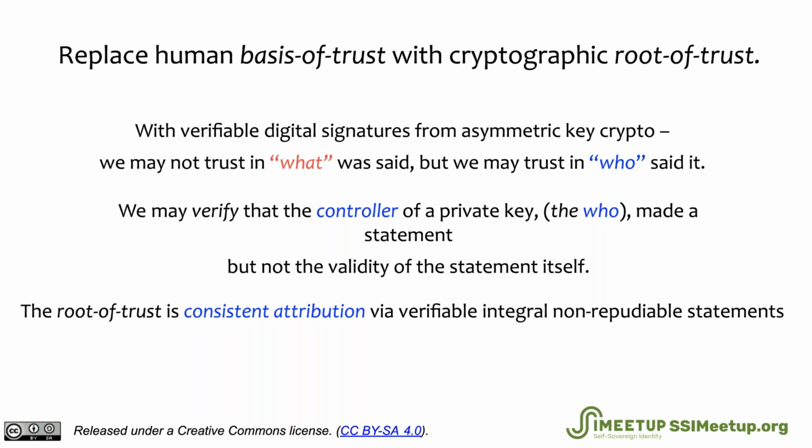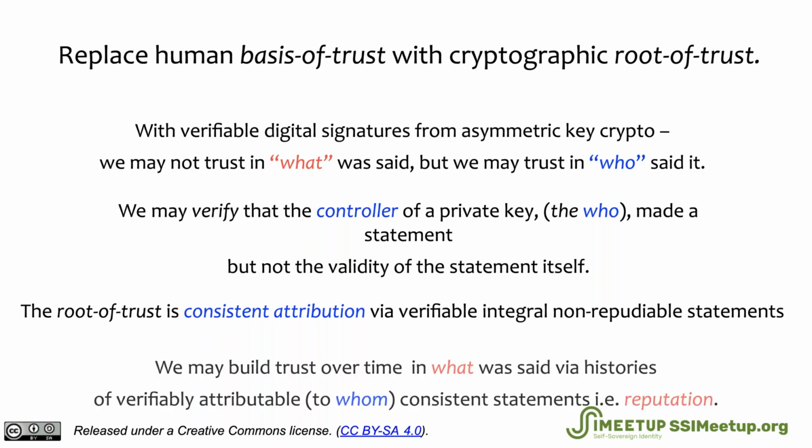We don't have anything better than that. That's all crypto gives us. But if we are able to maintain that consistent attribution over time via histories of these statements, then we can build trust in a reputation about what was said. People often confuse trust when they talk about trust in cryptography and identity systems, and they miss this connection: cryptography only gives you trust that somebody who controlled a private key made a statement, and everything else comes from consistent attribution to those statements.